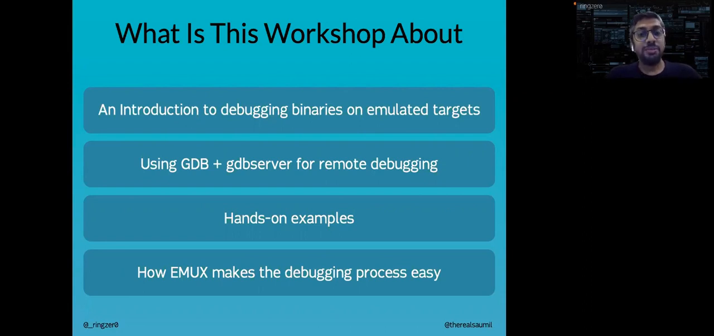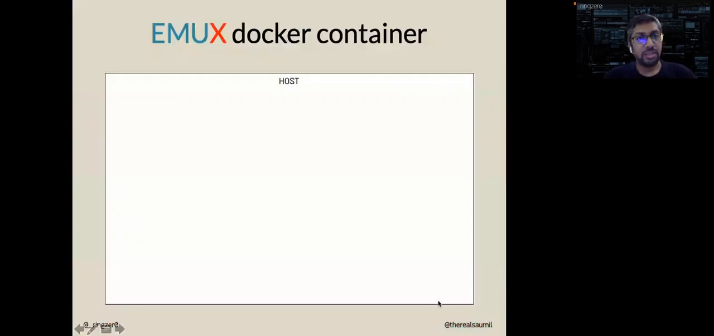Okay, so this talk is going to be a lot about GDB, and specifically how you can use GDB with EMUX. We're going to talk about remote debugging. We're going to talk about how EMUX makes the whole process of remote debugging slightly less painful. Let's see how our setup is going to be like. I'm hoping all of you folks have the EMUX Docker container. You've downloaded it, you've git cloned it, and fingers crossed you've tested it.